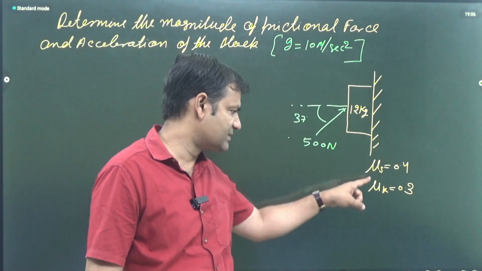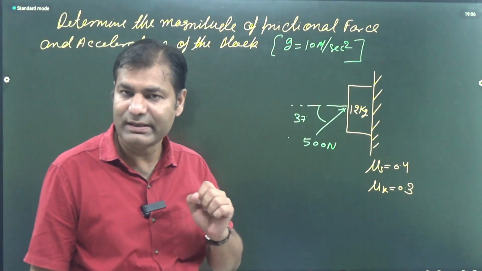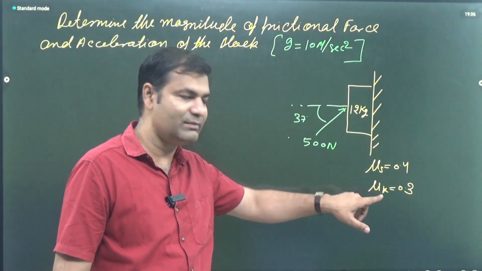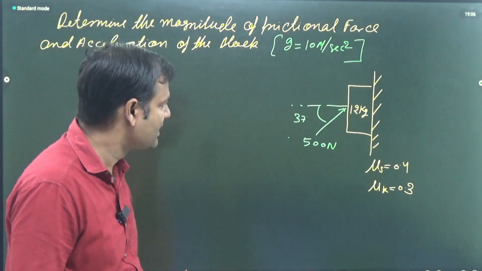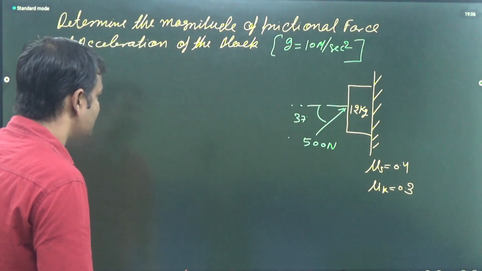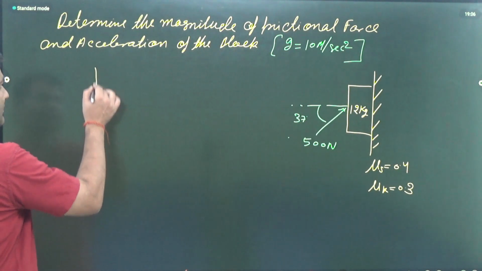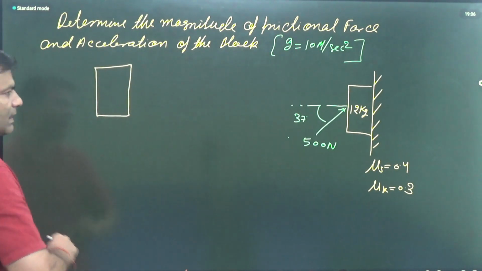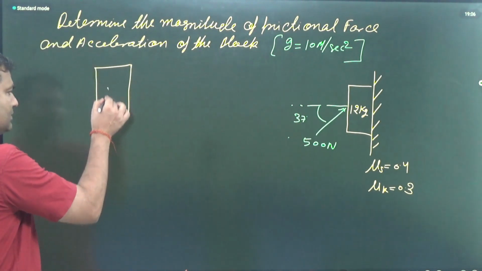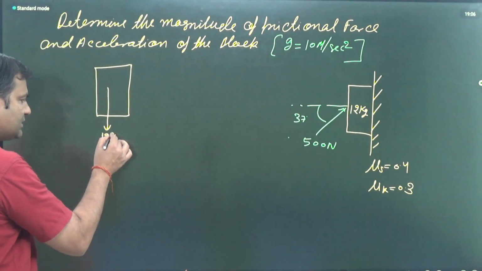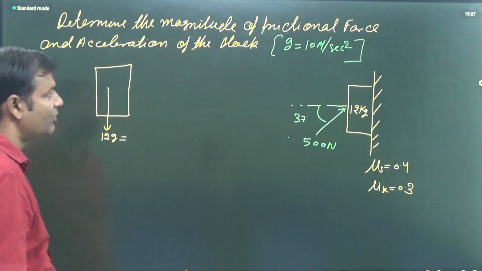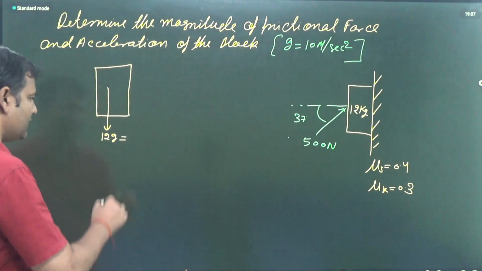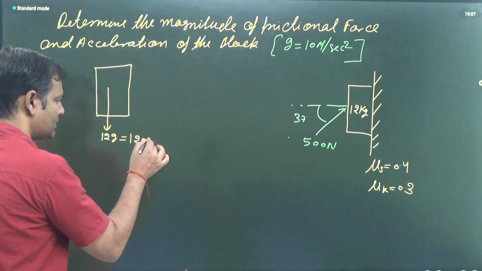And here mu s is the static frictional coefficient, and here mu k is the dynamic frictional coefficient, both given. So how can we do it? First of all, make a free body diagram of that block. 12 into g downward. For simplicity, we have taken g equal to 10 meter per second squared. So it is written as 120 newton downward.